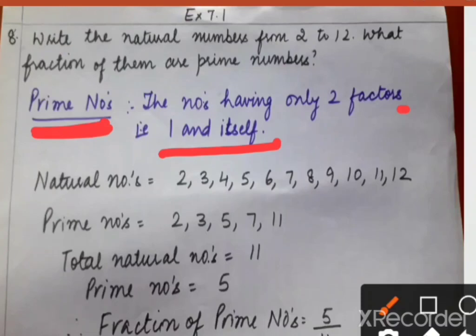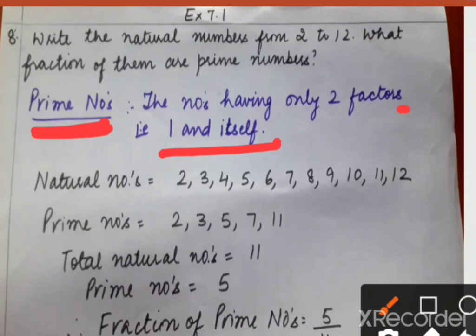See, basically factors are the tables in which the number comes. 5 comes in the table of 1 and 5. So the factors of 5 are 2, that is 1 and 5 itself. So the numbers having only two factors, 1 and itself, are called prime numbers. That is, the numbers which come in the table of 1 and in the table of itself are called prime numbers. Now they are asking you to write the natural numbers from 2 to 12.